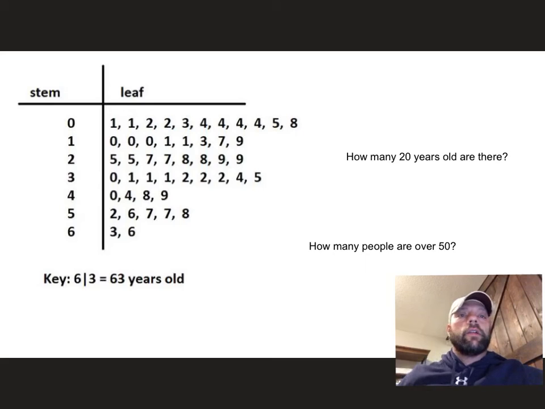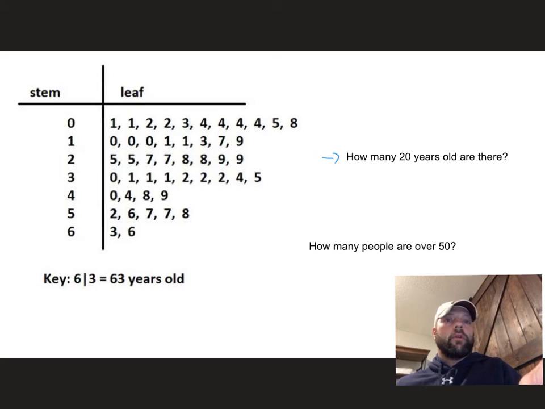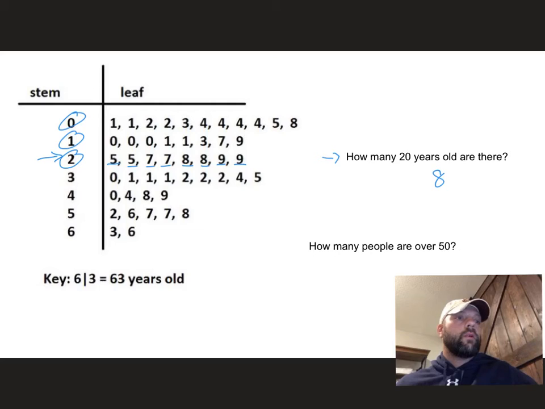All right, now let's take a look at this example. The stem and leaf plot has already been created, so I don't have to worry about doing that, but then I'm going to look at answering this question. It says, how many 20-year-olds are there? So remember, I have 0, 10, here's my 20. So I'm going to look right down here, and I count 1, 2, 3, 4, 5, 6, 7, 8. So there are 8 20-year-olds there.